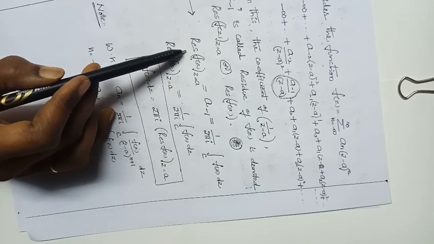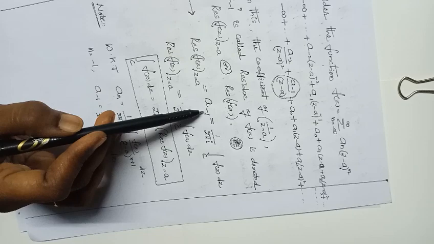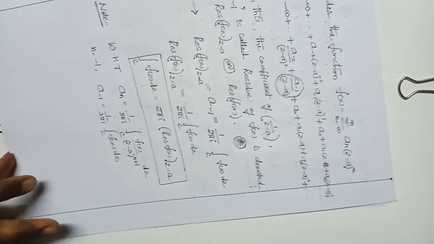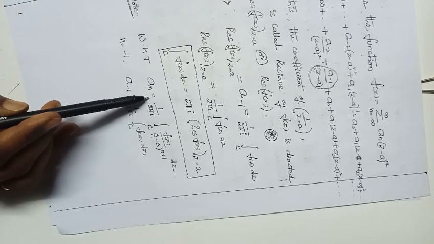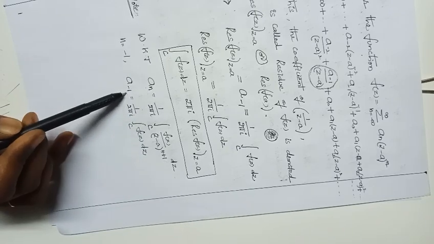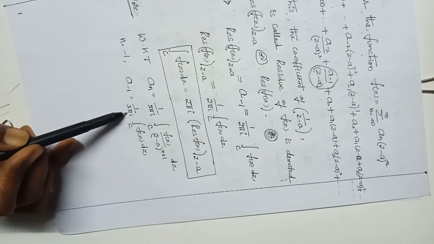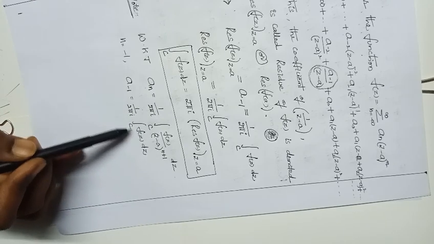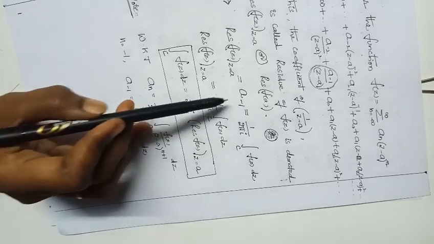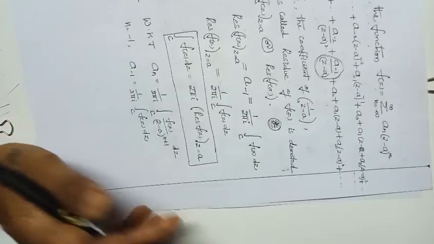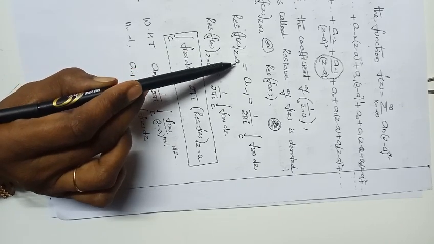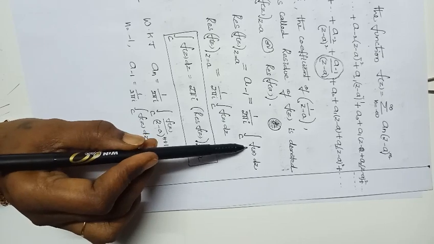Now, thus, residue of f of z at z equal to a equals a minus 1, which is also defined as 1 by 2 pi i integral over c f of z dz. Why? Because we know that the standard constant a n is 1 by 2 pi i integral over c f of z by z minus a whole power n plus 1 dz. But here n is minus 1. Substituting n equal to minus 1 on the right hand side, it becomes 1 by 2 pi i integral over c f of z, with denominator whole power 0, so the denominator is 1, f of z dz. So a minus 1 is also represented as 1 by 2 pi i integral over c f of z dz. Hence residue of f of z at z equals a is 1 by 2 pi i integral over c f of z dz.